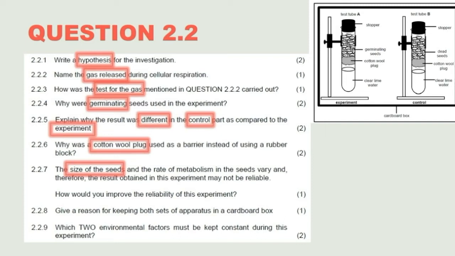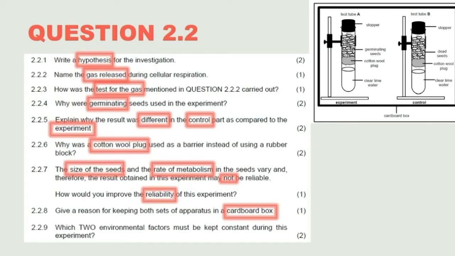Then question 2.2.7, the size of the seeds and the rate of metabolism in the seeds vary, and therefore the results obtained in this experiment may not be reliable. How would you improve the reliability of this experiment? So they have given you a statement and said specifically what was not kept constant throughout this experiment. So you need to explain, based on the statement that they've given to you, how you will improve the reliability of the experiment. Question 2.2.8, give a reason for keeping both sets of apparatus in a cardboard box.